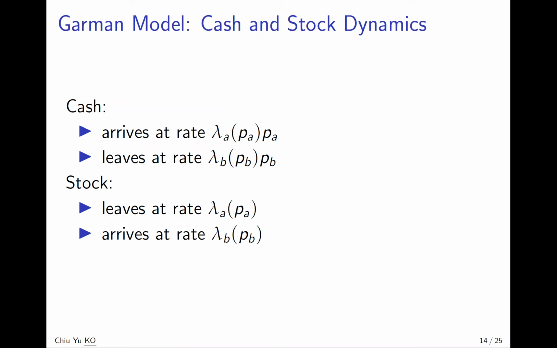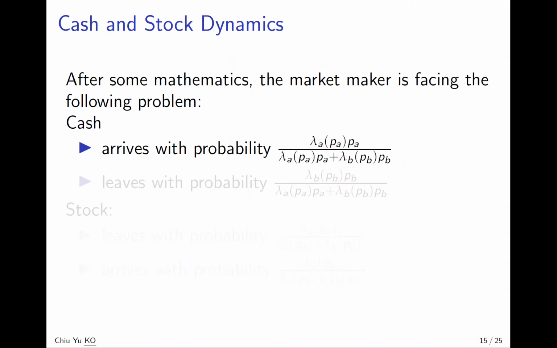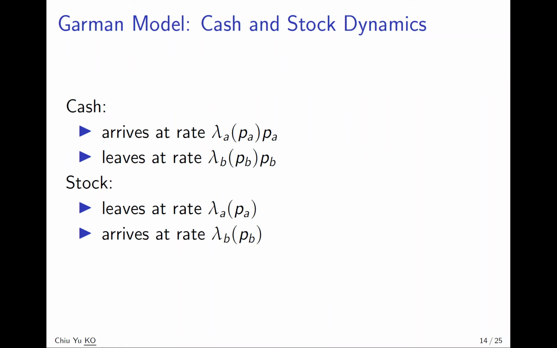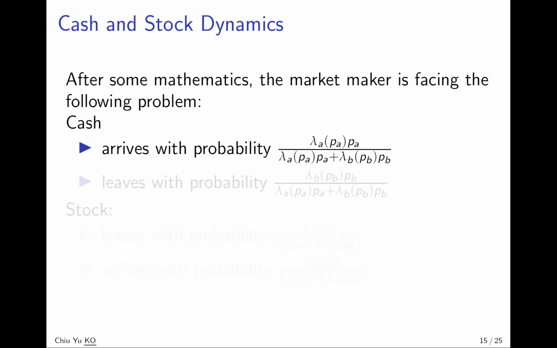Okay, here, after some mathematics that we are not going to cover, we can understand intuitively. The market maker follows a similar problem because of the Poisson process. Cash arrives with this probability. Okay? The numerator is the cash arrival rate. The denominator is the arrival rate of cash plus the departure rate of cash. So look at the denominator: it is the rate that cash arrives and departs.